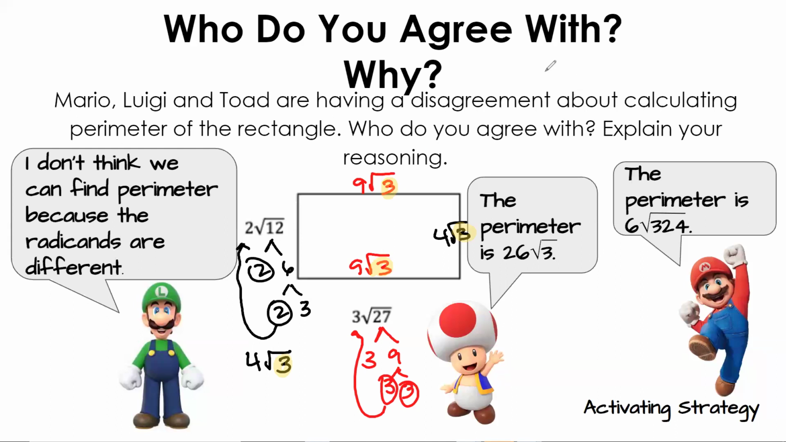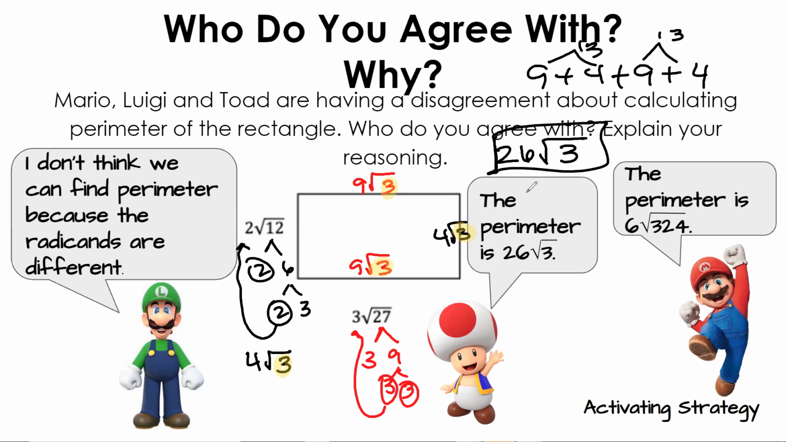Okay, so what's 9 plus 4 plus 9 plus 4? What's 9 plus 4? Okay, so 9 plus 4 is 13. 13 plus 13 is 26. So our final answer would be 26 radical 3. So who's right?